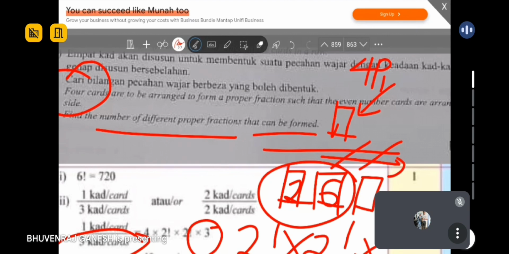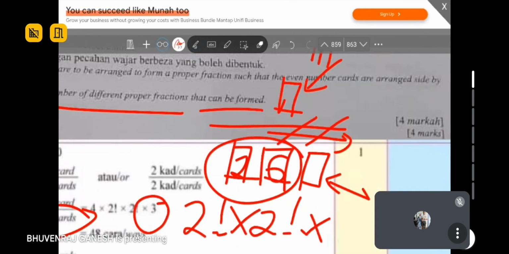Then the bottom card is what, guys? What do you all think? 3P1. Am I right, guys? Betul kan? Okay, sebab 4 pilihan ke atas, saya isi 1. Lepas tu bawah, 3P1.